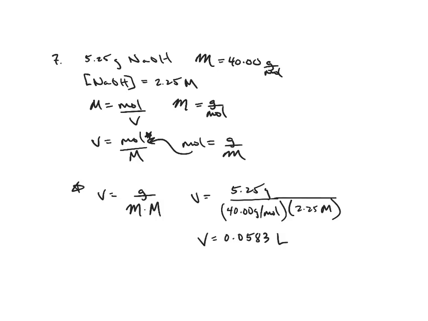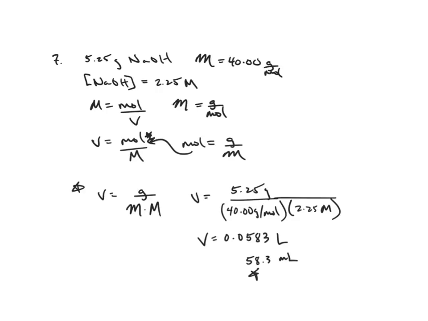In case you're curious, just to make sure that you can convert that, that would be 58.3 milliliters. It wants it in liters, but to give you some idea, that is a reasonable amount. Imagine a 10 milliliter graduated cylinder filled up almost 6 times. So that's it for the first page there on your homework.